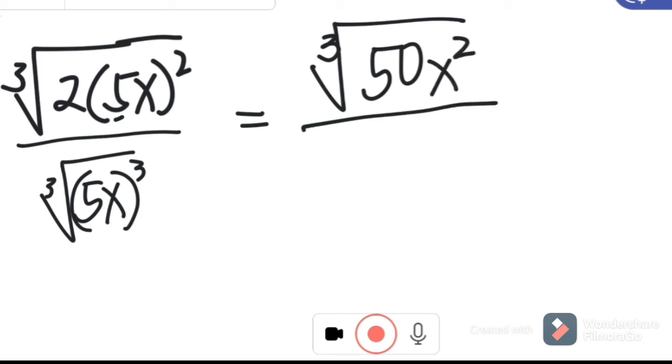In the denominator, 5x quantity cubed, or in the denominator, cube root of 5x raised to 3. We can cancel this and this. So we now have 5x in the denominator. So this is now our answer.